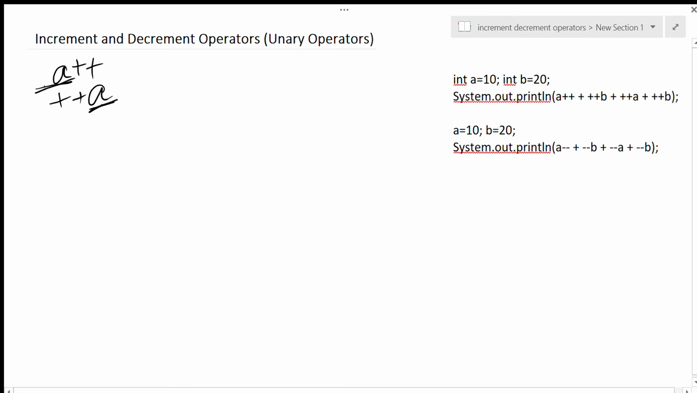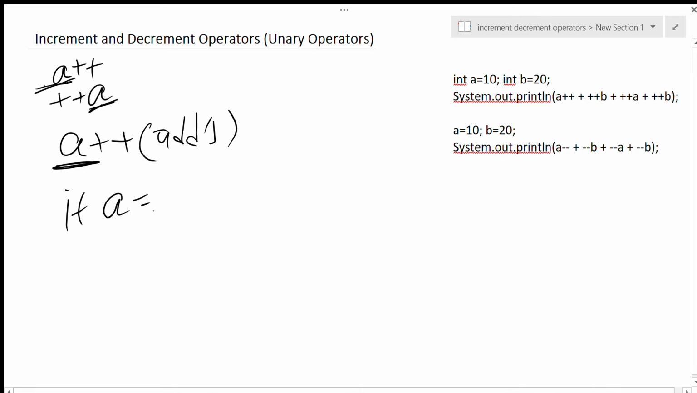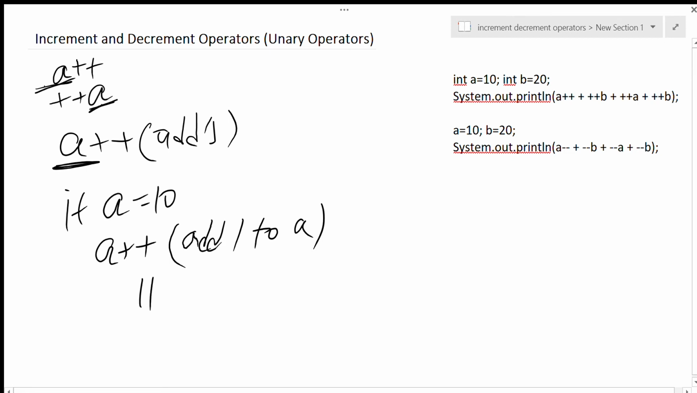So when I say a plus plus, it means whatever the value of a is, add 1 to that. If a is 10 and I say a plus plus, it means add 1 to a, which means the value of 10 will become 11. But it is not as simple as it looks.